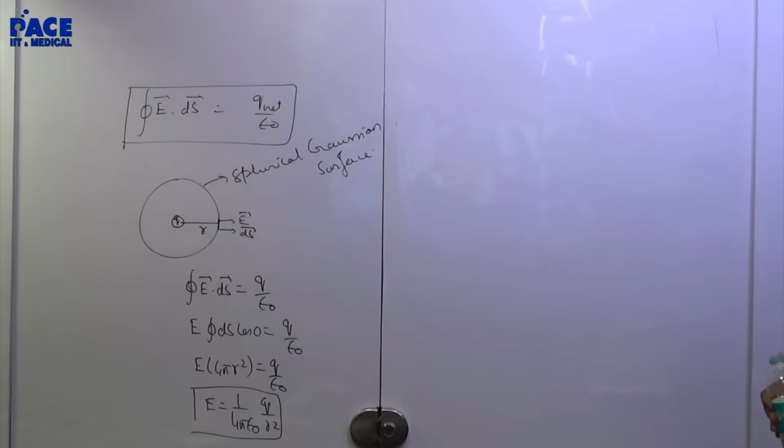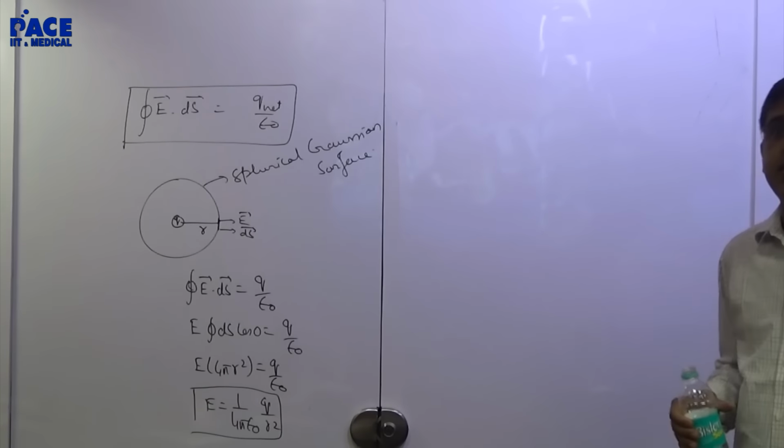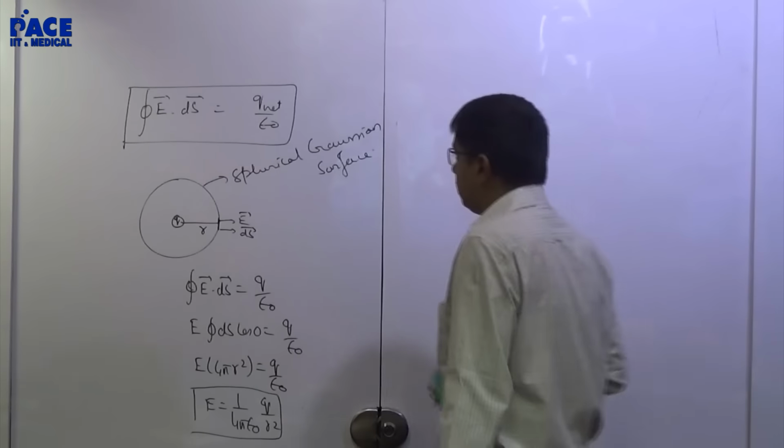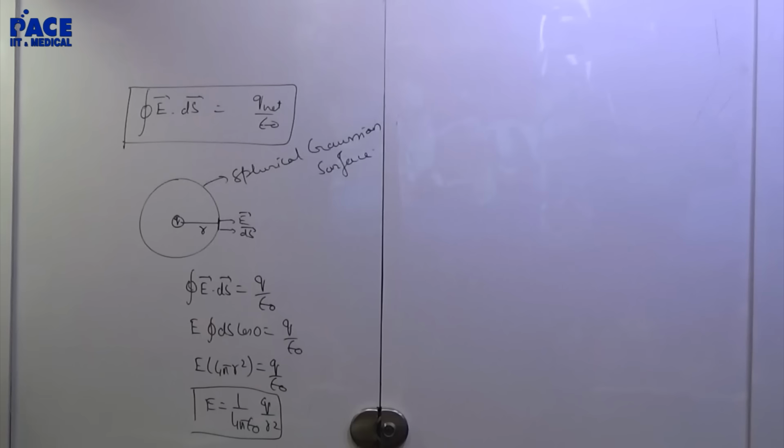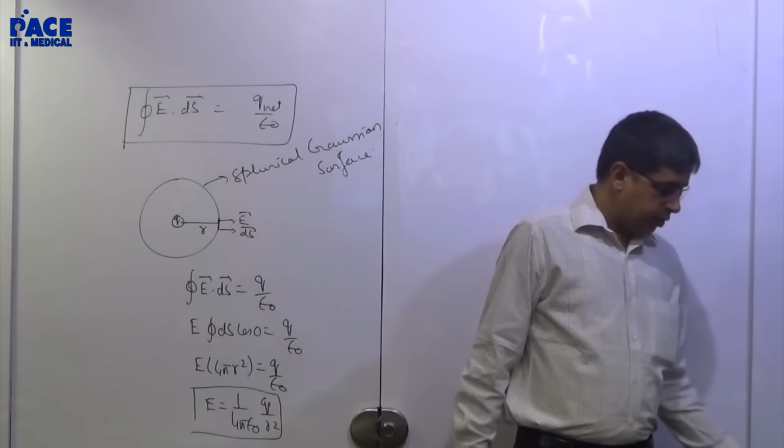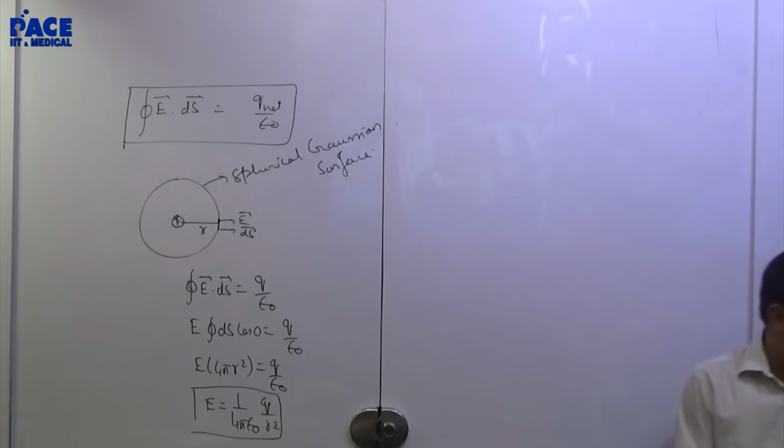Second point, let the Gaussian surface be symmetric, so that the magnitude of the field is constant all throughout the surface. Third point, angle between field and ds must be known.